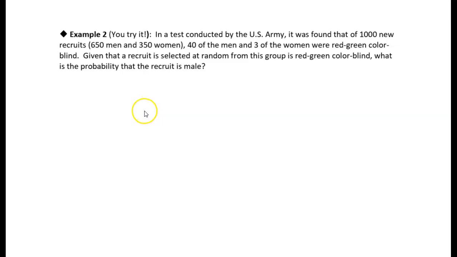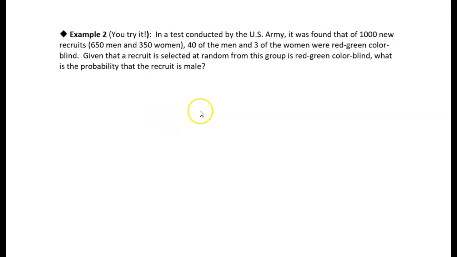All right. So here we have a situation where the U.S. Army conducted a test of 1,000 new recruits. And we're told that 650 of those recruits are men, 350 were women. And what they found was that 40 of the men and 3 of the women were red-green colorblind. Okay? So the question is asking, given that a recruit is selected at random from this group, given that they're red-green colorblind, what is the probability that the recruit is a male?